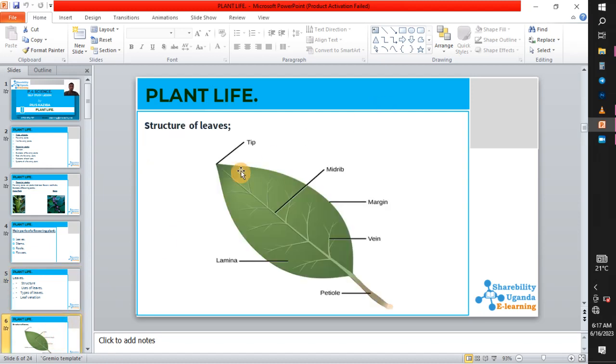The structure of leaves. A leaf has basically these parts. It has a tip, it has a midrib, margin, a vein, a petiole, and a lamina. Furthermore, in other videos to come, we shall be discussing the importance of each part of a leaf. Right now, let us just describe its parts.